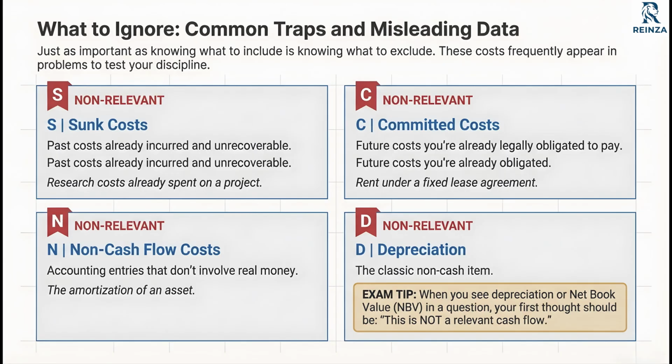Exam tip: when you see depreciation or net book value, which is sometimes abbreviated as NBV, in a question, your first thought should be, "This is not a relevant cash flow." Examiners love to include these figures to see if you will fall into the trap. Remember, if you spot any of these four types of costs, shield yourself from including them in your analysis.